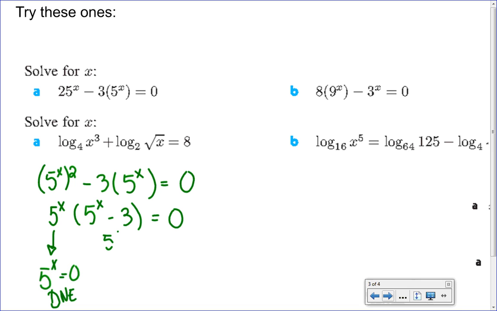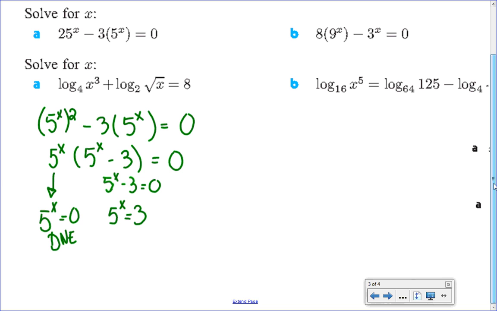Here we're going to get 5 to the x minus 3 equals 0. So 5 to the x equals 3. And we could just rewrite this in logarithmic form and plug it into our calculator. So we can write this as log base 5 of 3 is equal to x. And we could solve that in our calculator.